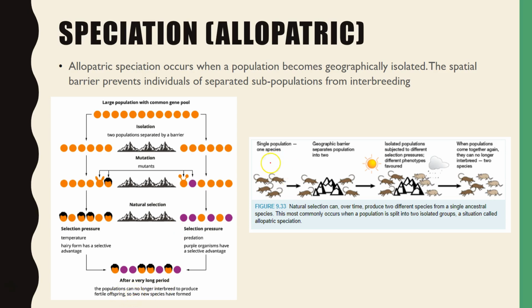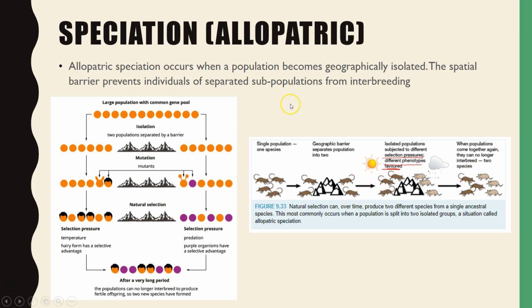So the process, again, is shown over here. We have a single population. They are geographically isolated. They have different environments, and that will have different selection pressures, and those different selection pressures result in different phenotypes being favored, therefore different genotypes persisting, which means over time, those different genotypes will not be able to interbreed, and that will be defined as a new species.